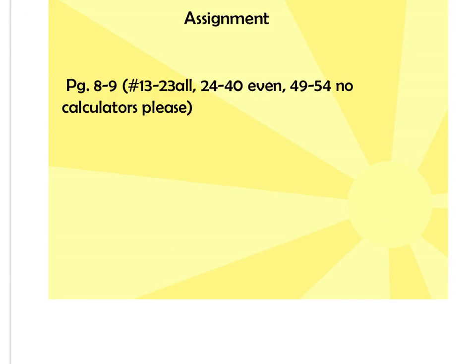Okay, so here's the assignment. 49 to 54, no calculator please. Some of the ones where you're trying to find a number to a certain power, go ahead and feel free to use a calculator if need be. But again, I challenge some of you to try it without.